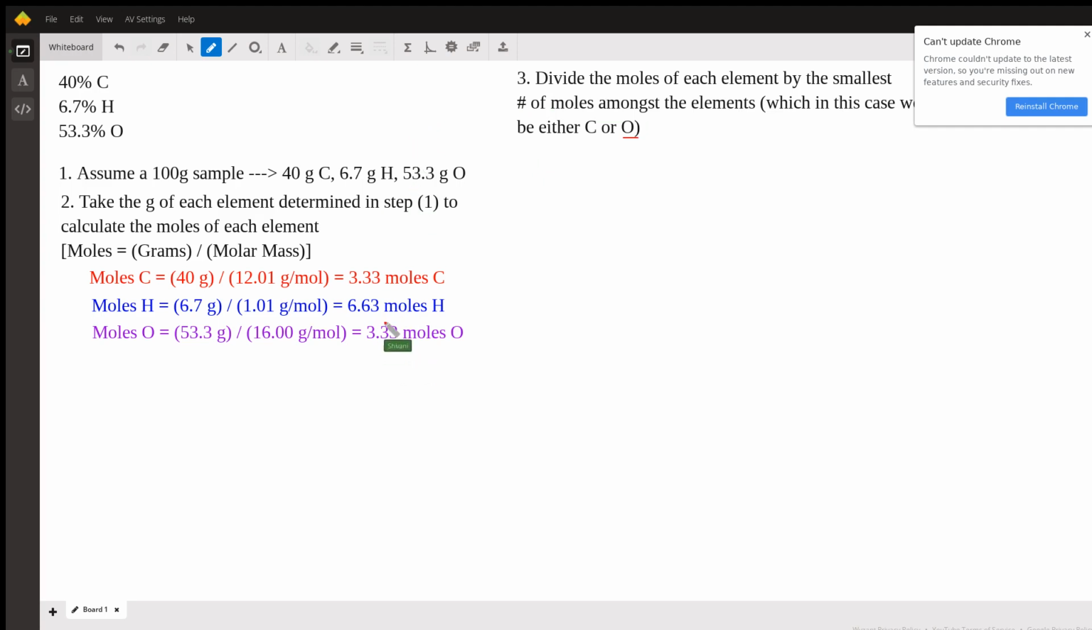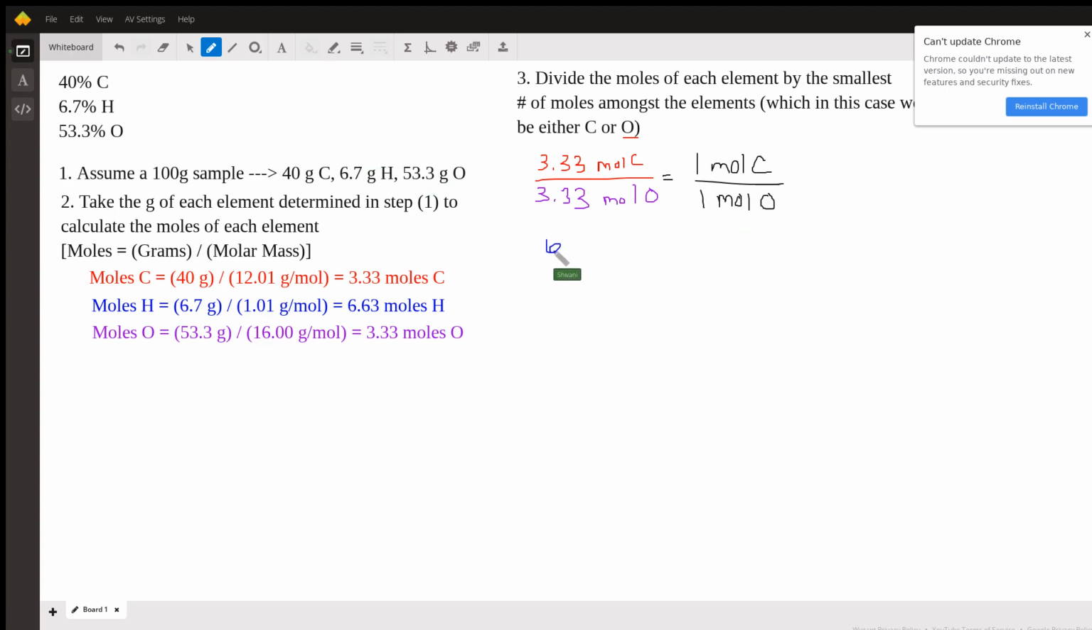So for example, let's choose the moles of O in this case. Let's divide the moles of each element by the moles of O. So you have 3.33 moles carbon divided by 3.33 moles oxygen. And then you would get 1 mole of carbon per every 1 mole of oxygen.